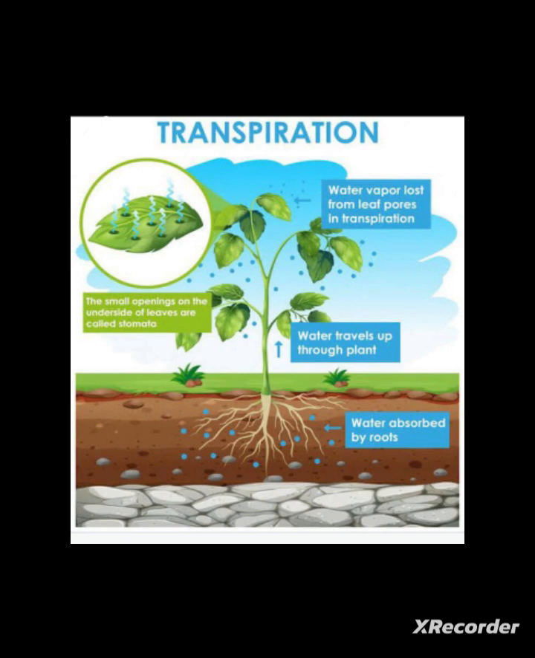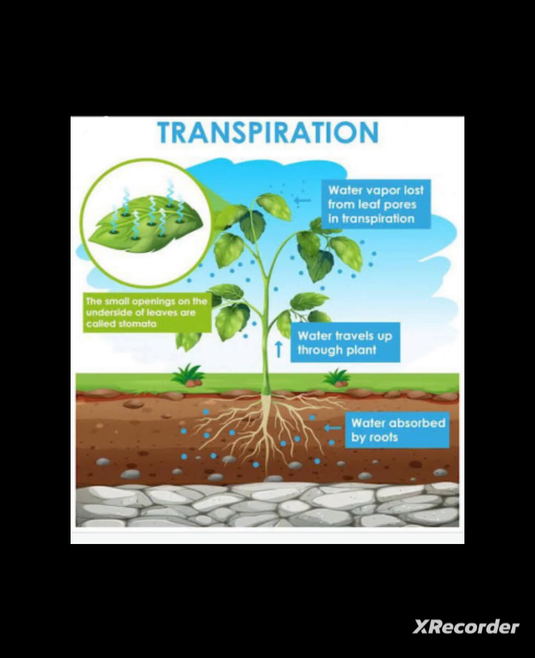So, the loss of the water in the form of vapor from the aerial parts of the plant is known as transpiration. Along with this, transpiration also helps in the absorption and upward movement of water and minerals dissolved from the roots to the leaves. During daytime, stomata are open.